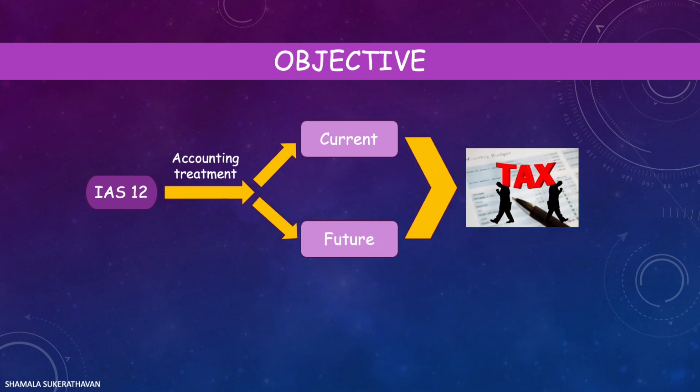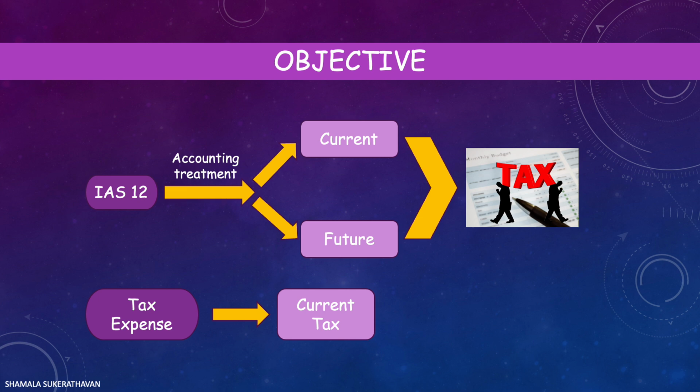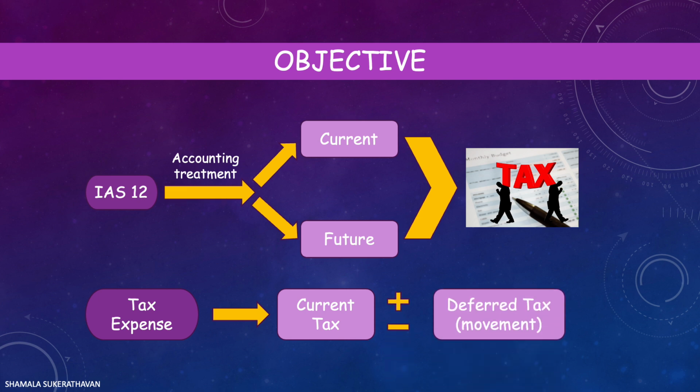Hence, the tax liability or asset recognized in the statement of financial position comprises two elements, that being current tax and deferred tax. As a result, the tax expense recognized in the profit or loss comprises of 1. Current tax expense and 2. Deferred tax expense, representing the movement in deferred tax liability or asset.